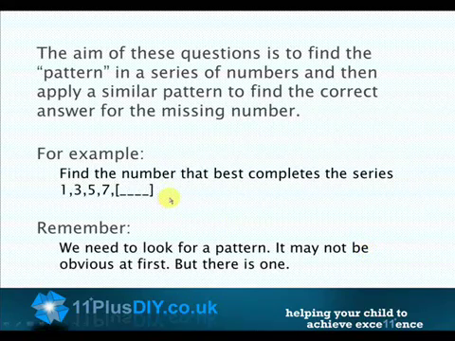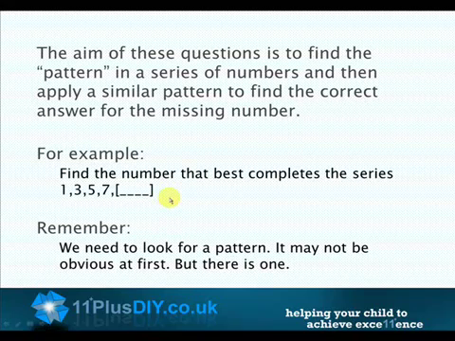The aim of these questions is to find the pattern in a series of numbers and then apply a similar pattern to find the correct answer for the missing number. For example, find the number that best completes the series 1, 3, 5, 7. We need to find the missing number. Remember, we need to look for a pattern. It may not be obvious at first, but there is one.